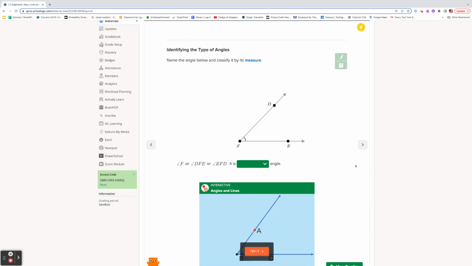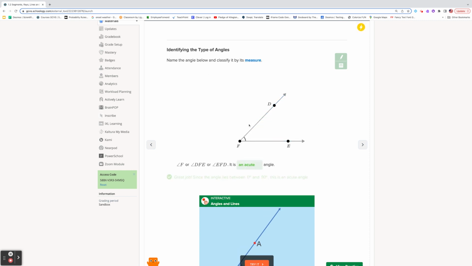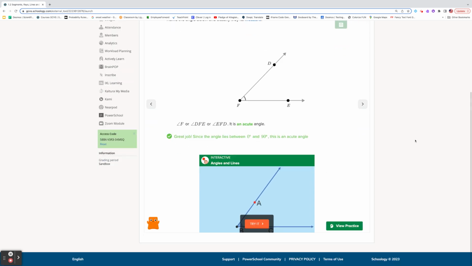Now we're asked to name this angle and classify it by its measure. You're going to think about this before you make a selection. We name the angle by its vertex. We could say angle F. We could call it DFE or EFD. Let's click on measure. We can see it's less than 90 degrees. So what kind of an angle would that be? You think of the word acute, and then you pull this down and pick acute and see if you are correct. So this is an interactive textbook.